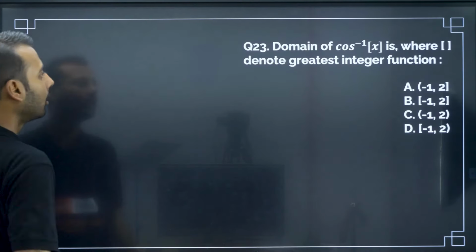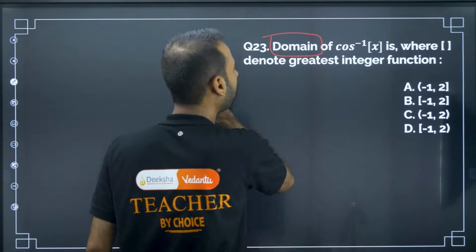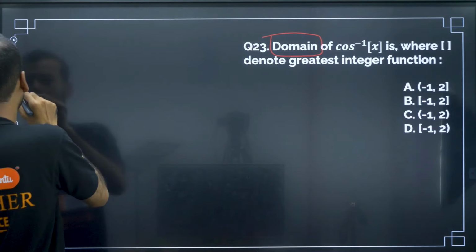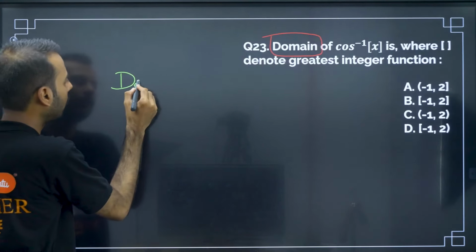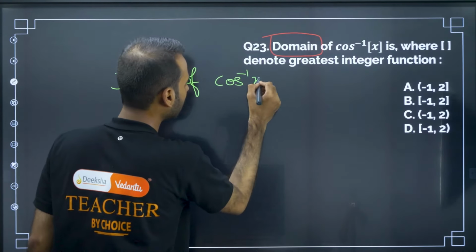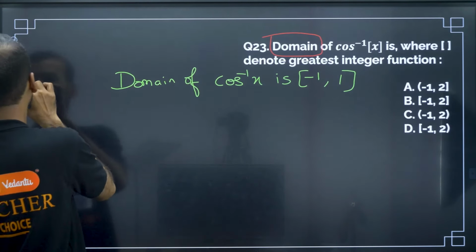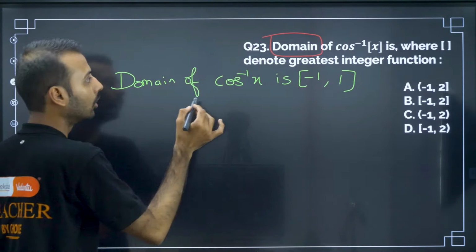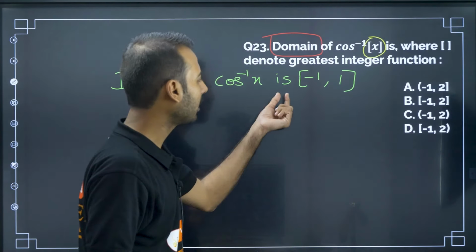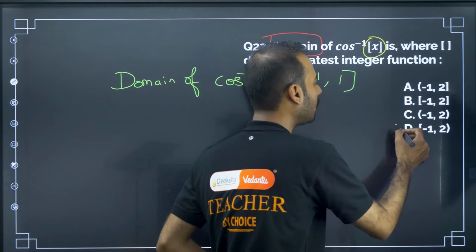Moving on to next question. The domain of, what is the question? The question is domain of cos inverse of something. So we already know domain of cos inverse x is minus 1 to 1. But here they have included the GIF also. So for GIF, minus 1 if I give, it's okay. I can give up to 2, but I should not give 2. So D is the answer.